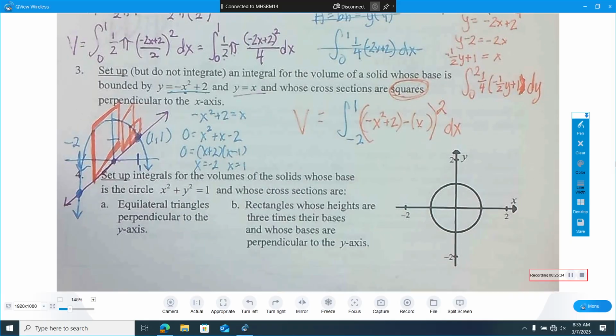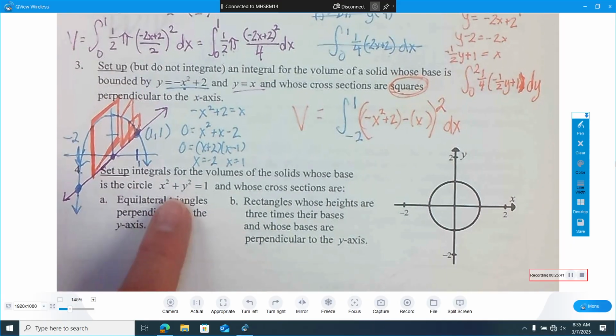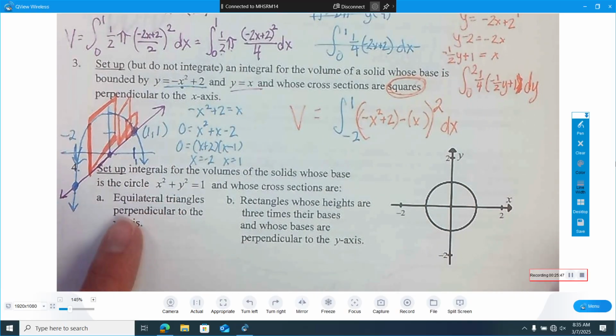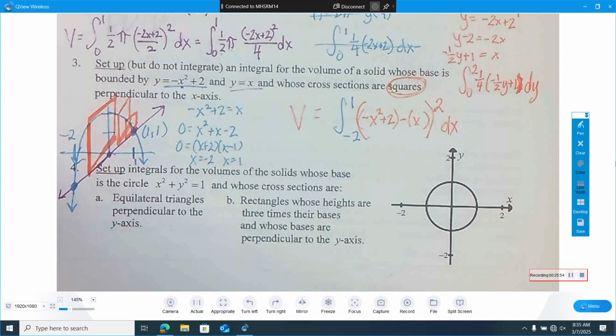Is that okay? All right, set up the integrals for the volumes of the solids whose base is in the circle, x squared plus y squared equals 1, and whose cross-sections are equilateral triangles perpendicular to the y-axis. Interesting. All right.